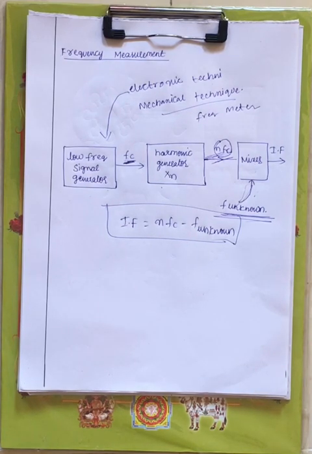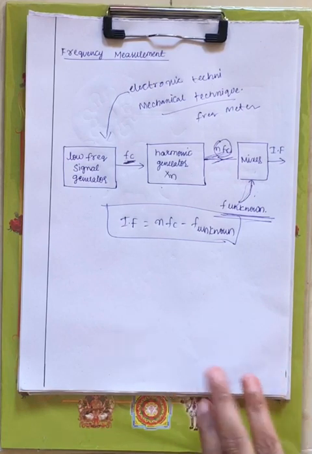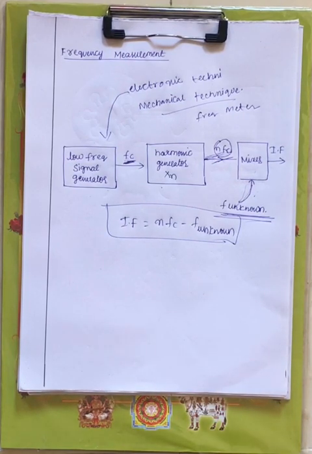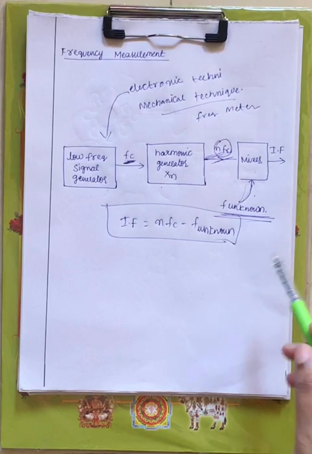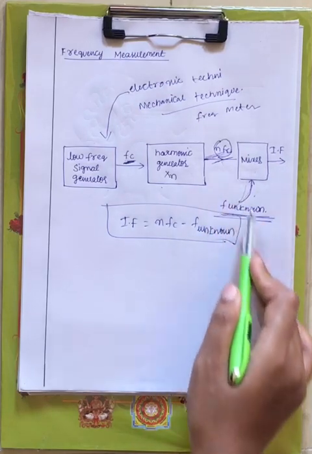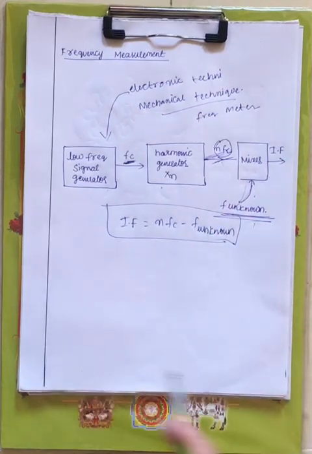As you know, the operation of the mixer is either to up convert the signal or down convert the signal. Up conversion is addition of those two signals, and down conversion is the difference of those two signals. The output of the mixer we call the intermediate frequency. Here we are using the concept of down conversion, which you will get as nFc minus F unknown. Using this formula, we can find out the unknown frequency.